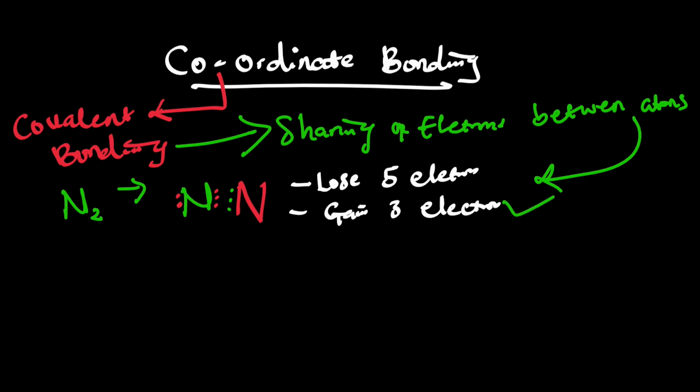Which do you think will be easier? Can you try? Definitely gaining 3 electrons. Do you get that? It will be very hard for it to lose 5 electrons. So it has to gain 3 electrons, right? Oh, sorry, I didn't complete this. 1, 2. You get the point now. Alright, so it has to gain 3 electrons. Now, how can it gain those 3 electrons?